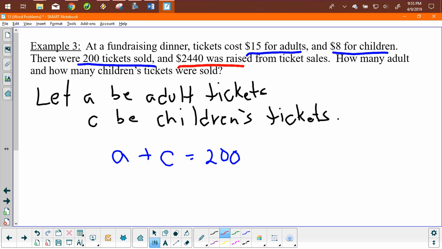The second part is the money. $2,440 was raised from the tickets. Well, how does that work? For each of my adult tickets, I got $15. And for each of the children's tickets, I got $8. So if I take the money part, $15 times how many adult tickets I sold, plus $8 times how many children's tickets I sold, then that should come out to $2,440. That's how I incorporate the price and the final amount raised.